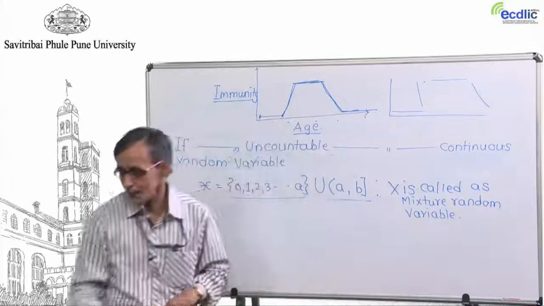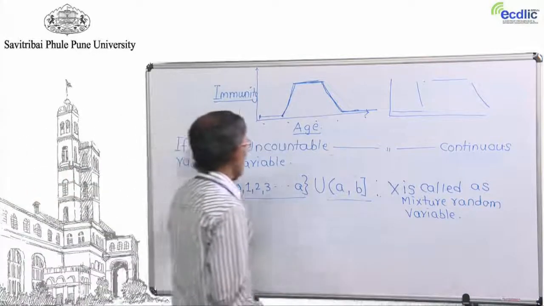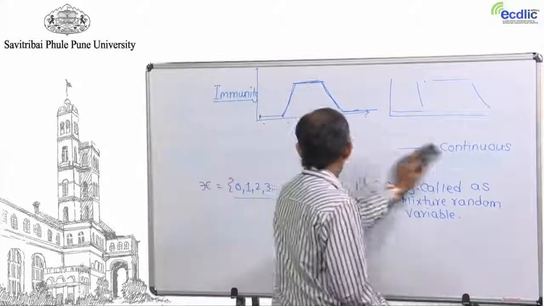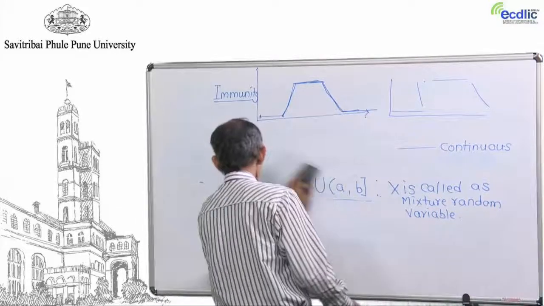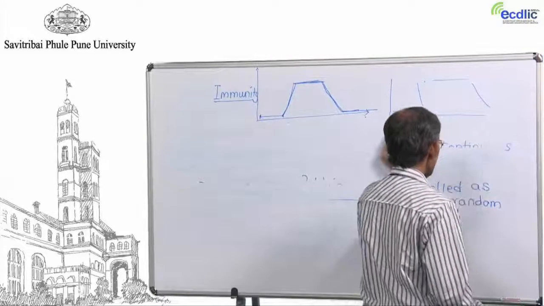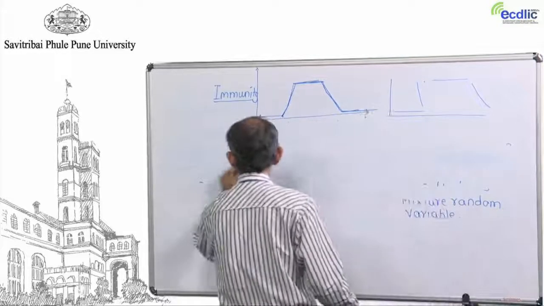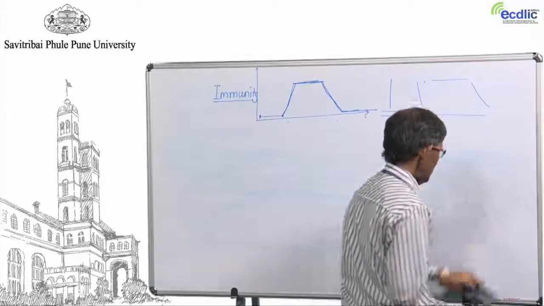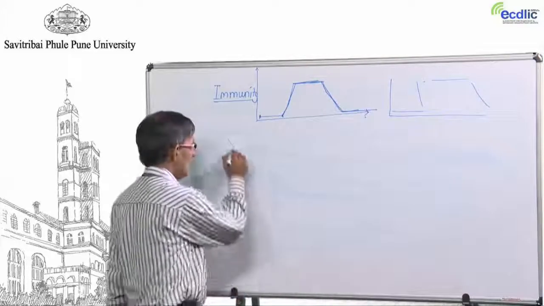But whereas, if you look at another example, the simplest example, the number of wickets taken by a bowler in a test match.